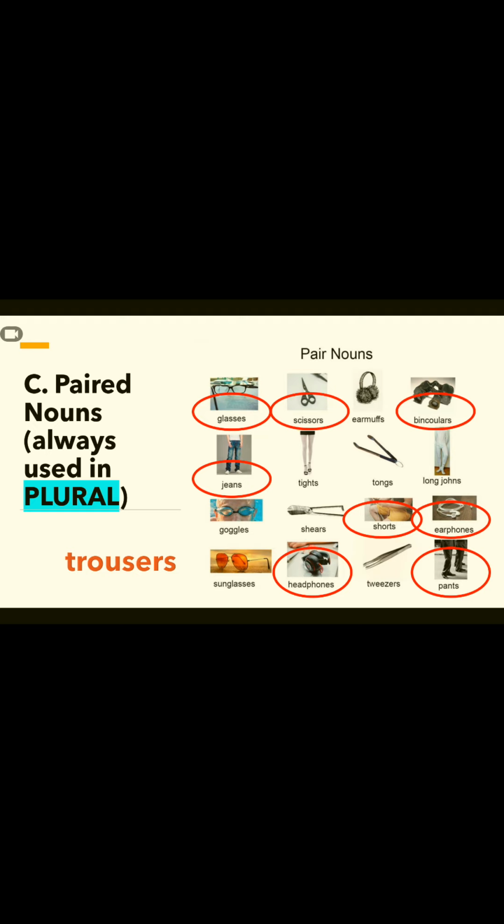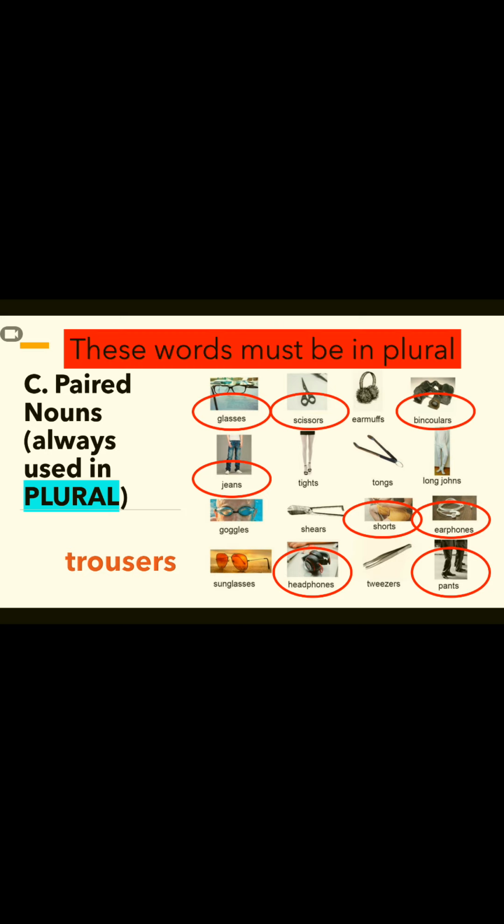So therefore, can you say, I have an earphone? No. You have to say, I have a pair of earphones with S. These words must be in plural always. Fill them in on your worksheet. If it's too fast, pause the video or play back. Make sure you fill in all these on your worksheet for revision in the future.